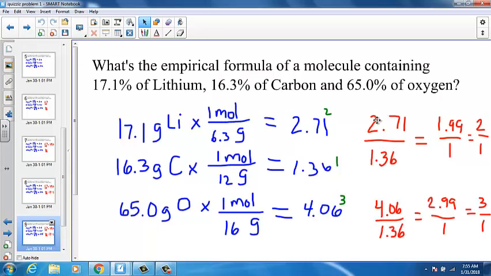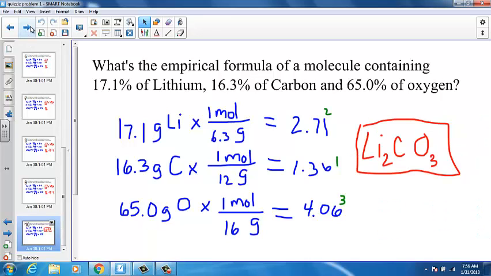Well, the 2.71 was on top here. That gave me the 2. That was lithium's number. The 1.36 is on bottom both times. That's my 1. And the 4.06 was on top, so that corresponds to my 3 over here. So when I write it out, it's Li2, C, there was only 1, so I don't write anything, and then O3. And that's your final answer.